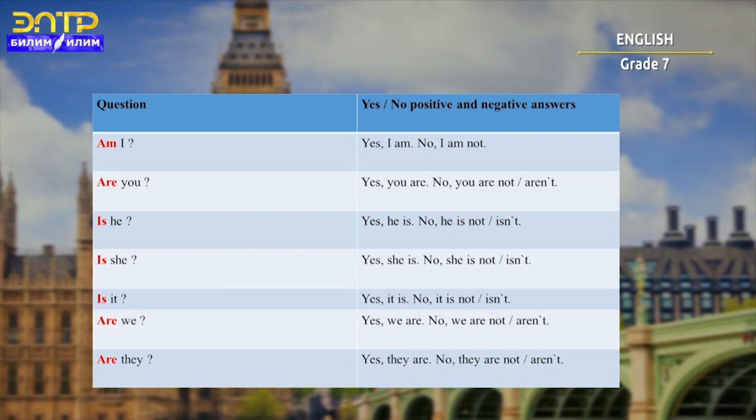Is it? Yes, it is. No, it is not, or it isn't. Are we? Yes, we are. No, we are not, or we aren't. Are they? Yes, they are. No, they are not, or they aren't.